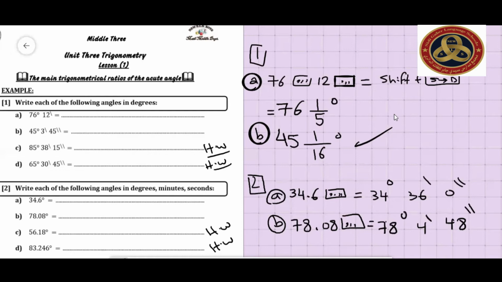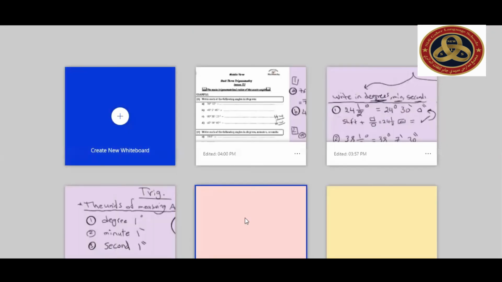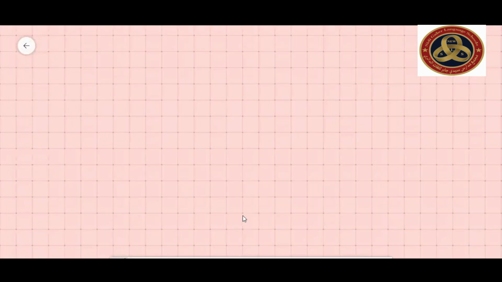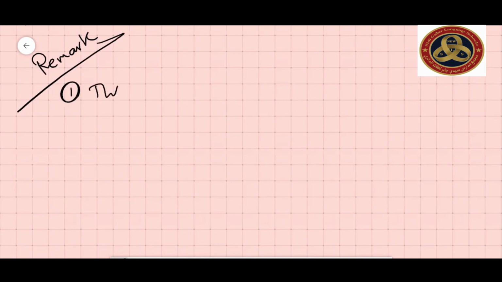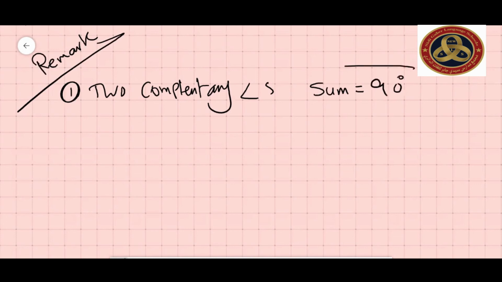Okay, number three. This is the first part which we have. We have another point we have to revise. We have studied it before in middle one. Some remarks. Who can tell me what is the meaning of two complementary angles? Excellent. Two complementary angles, two angles whose sum equals 90.